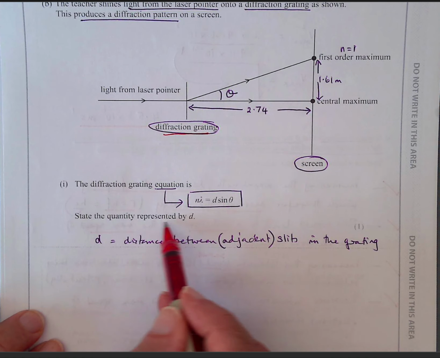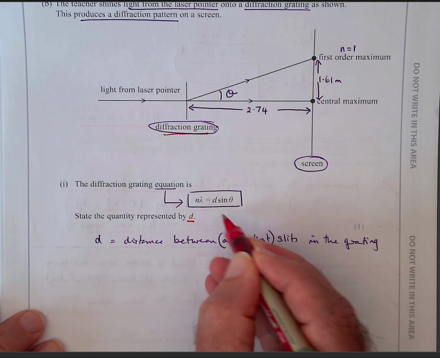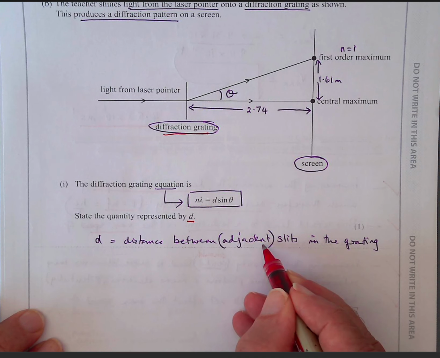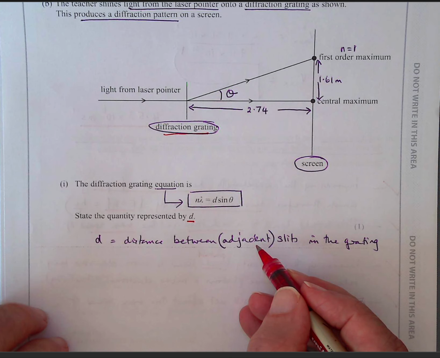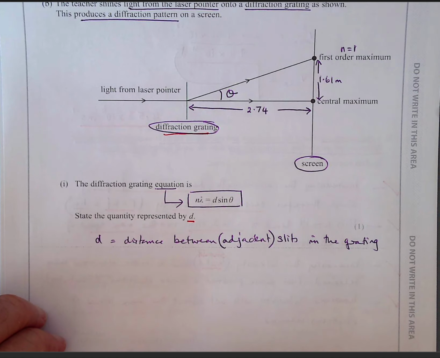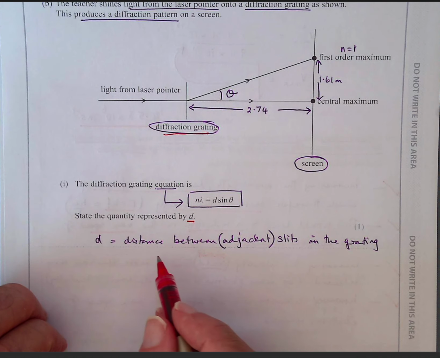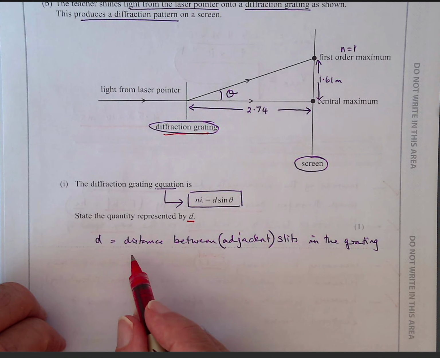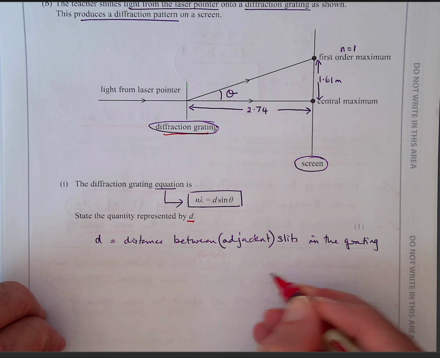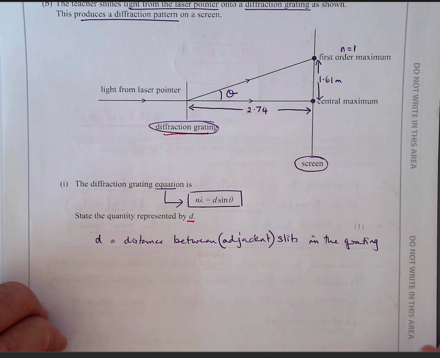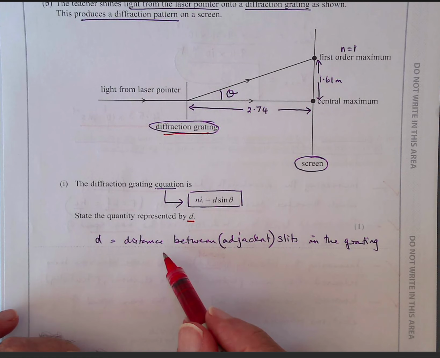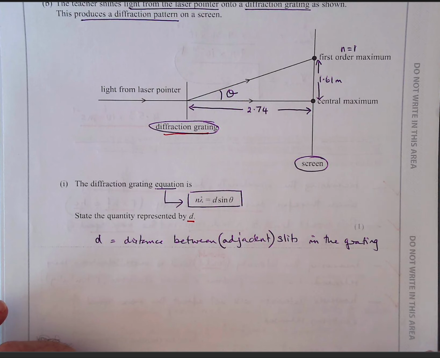State the quantity represented by d in this equation. So d is the distance between slits in the grating. Adjacent means next to each other. You need to work out d to put it in this equation, but normally the diffraction grating is labeled with how many lines, how many slits, there are per millimeter. Normally that's what's written on the diffraction grating, so that's coming up in the next bit. They just want to know that you know what the d stands for.